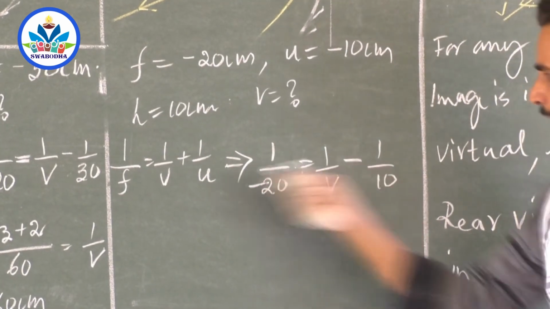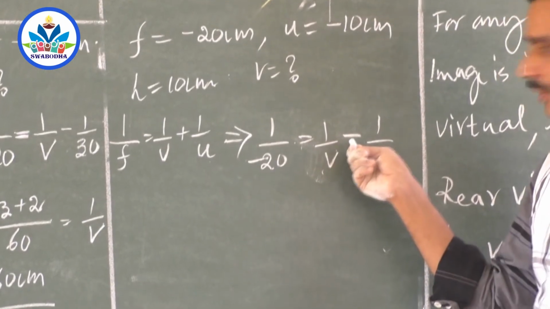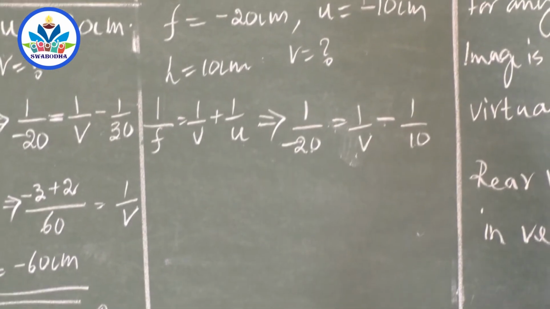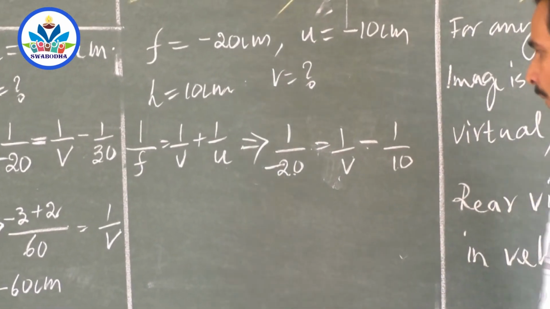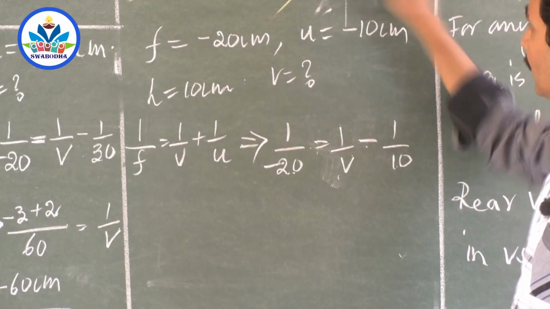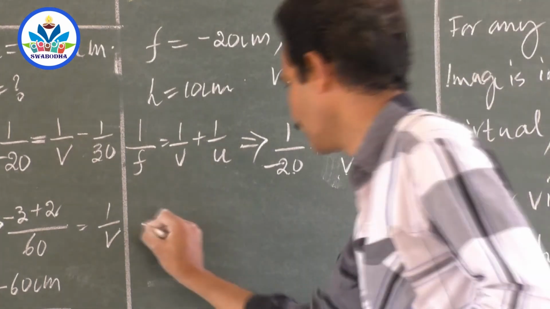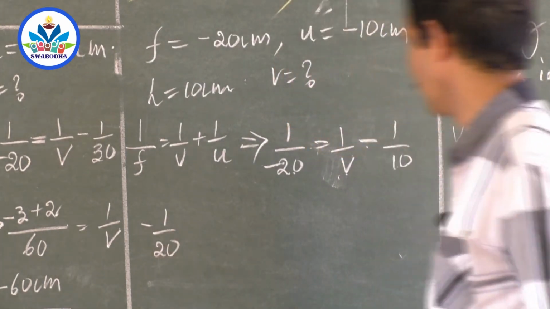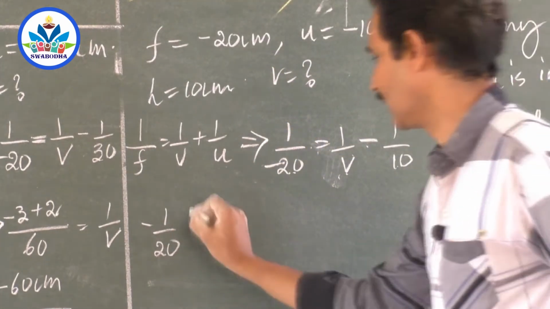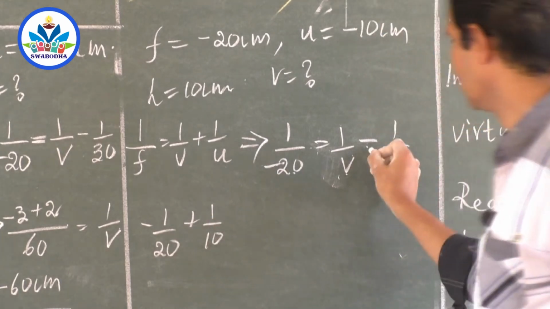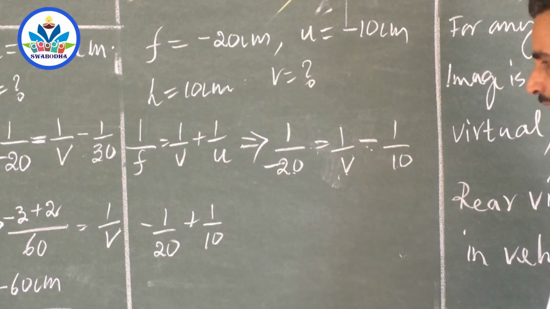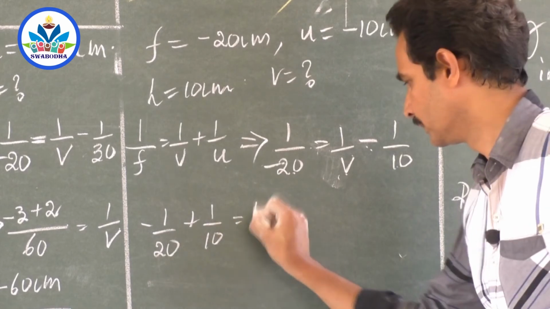Minus sign came because U becomes negative, so already I put minus sign. F is negative, so we should get inside the mirror. So what is V? V should be positive now in this case. Minus 1 by 1 by 20. I'll bring this plus 1 by 10 here. This minus becomes plus when it comes to the other side, equal to 1 by V.